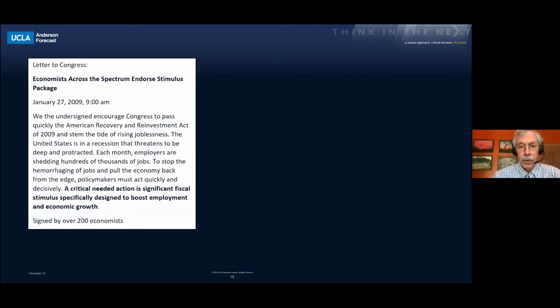And here's the status of The Economist in 2009. This is a letter that was sent to Congress by 200 economists, including several Nobel Prize winners, endorsing a fiscal stimulus. I've highlighted in bold the conclusion that a critical needed action is significant fiscal stimulus specifically designed to boost employment and economic growth.